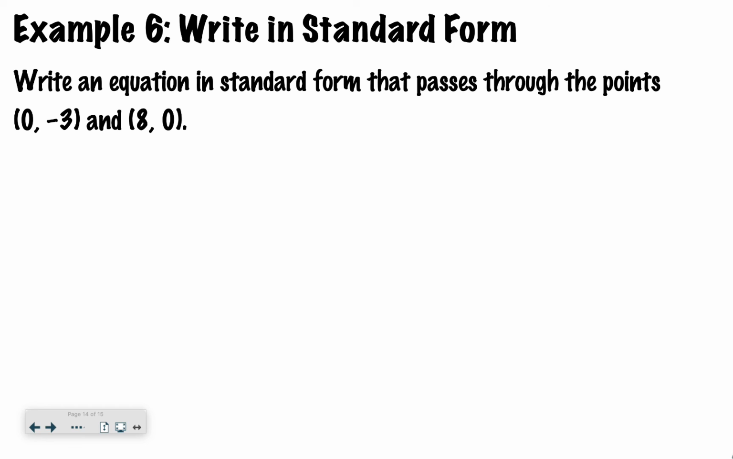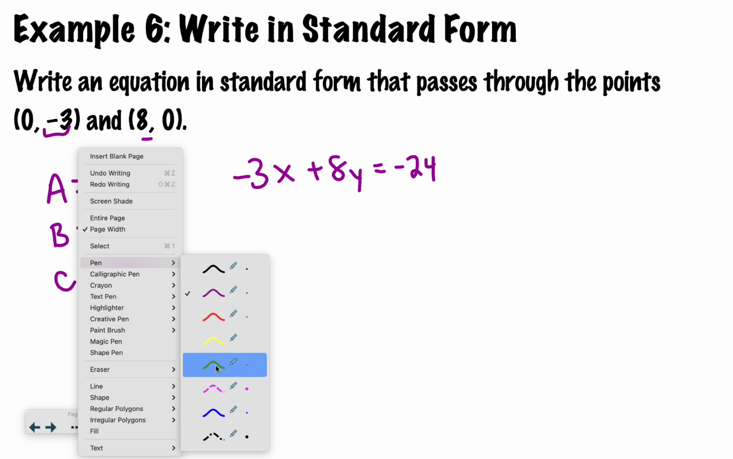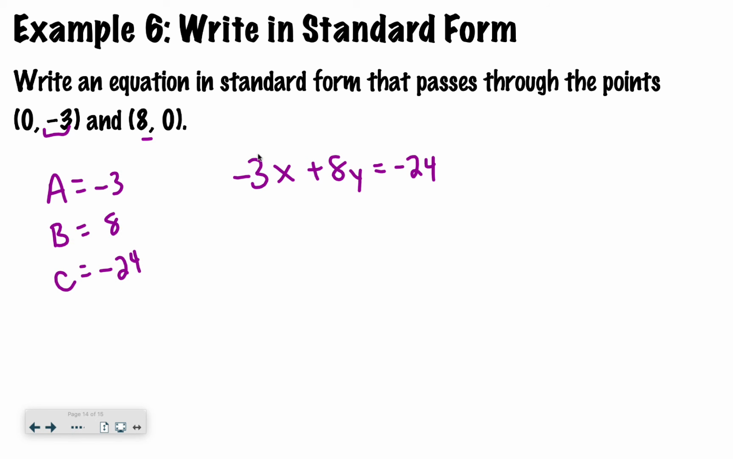So now we're going to do that same process again. We have A equals my y value, which would be -3. B equals my x value, which is 8. And C equals -3 times 8, which is -24. So if I were to write this equation, it'd be -3x plus 8y equals -24. And I'm close to being done, except for the fact that my A value is negative. So I need to make sure that I end with a positive A value.